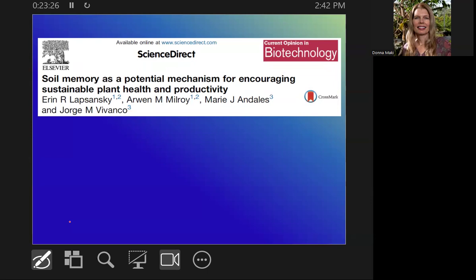So this idea has been coming about for a while now. This paper was published in 2016. Back then it was called soil memory. It's kind of gone by the wayside now, but I like it. I wish it would have stuck. Now they're calling it plant soil feedbacks, which to me is more vague. But anyway, it's plant soil feedbacks, and then they'll label it as PSF. So you'll see that in some of the papers, PSF, plant soil feedbacks. They don't even mention microbes in that term. It's like, no, it's microbes, not soil. But anyway, soil memory as a potential mechanism for encouraging sustainable plant health and productivity.